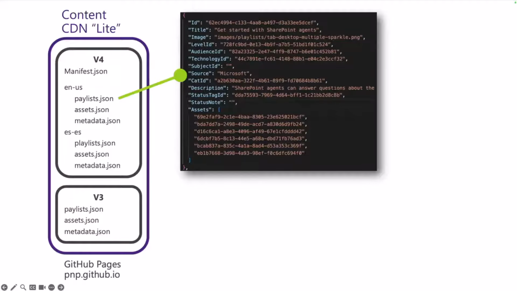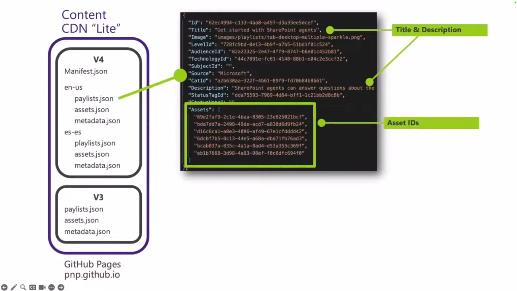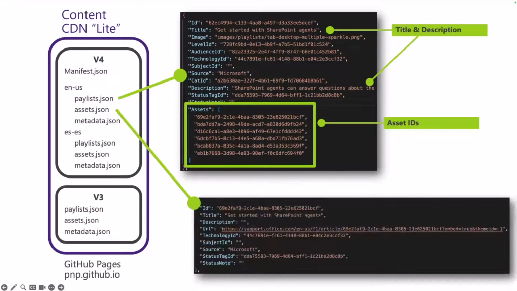So if we look at this detail, here we've got an example of one of our playlists from the playlist.json file. It obviously has a title and a description. As I just said, it gets translated to all the different languages. And inside of that, we've got our assets. These are GUIDs that are attached to individual assets inside the assets.json file. So here's an example of how that connection gets made.